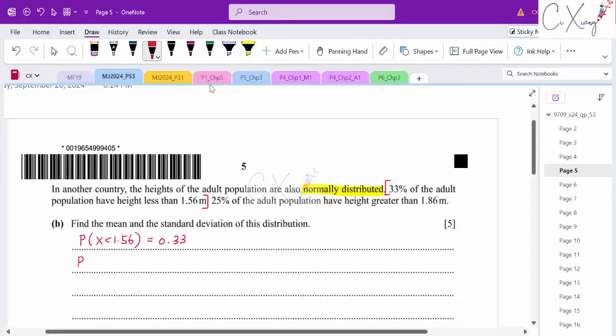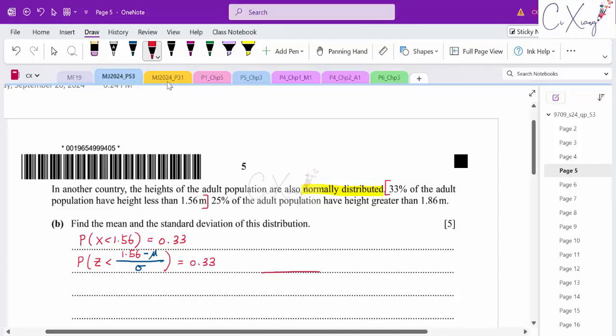Same thing here, this is a normal distribution. Therefore, to find the probability, I should change it to Z. To standardize, I take 1.56, the value of X, minus the mean. I don't know the mean now, so I put it as mu, divided by the standard deviation. Again, I don't know it, so I put it as sigma. Then it equals 0.33.